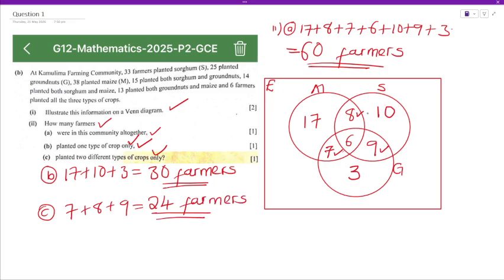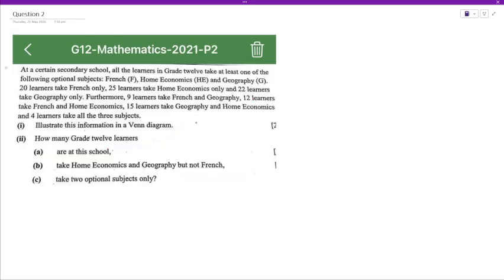Okay, and we are done with this question. We go to the next example, and it's coming from 2021 paper 2, written by the grade 12s. At a certain secondary school, all the learners in grade 12 take at least one of the following optional subjects. So this information tells us there aren't supposed to be any values outside the sets, because the learners take at least one. So no one doesn't take what is going to be listed.